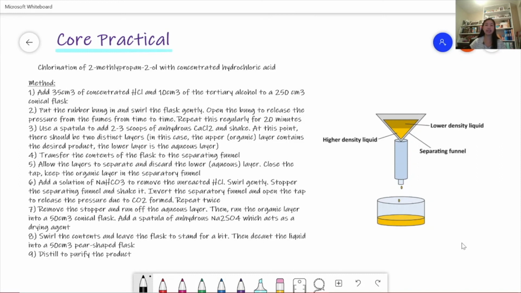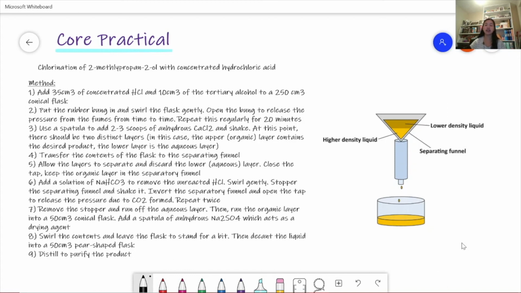So the method is that the first step, you add 35 centimeters cubed of concentrated hydrochloric acid and 10 centimeters cubed of the 2-methylpropan-2-ol, which is a tertiary alcohol, to a 250 centimeters cubed conical flask. You then put the rubber bung in and swirl the flask gently. You then open the bung to release the pressure from the fumes from time to time. So this is going to be from the HCl. And repeat this regularly for 20 minutes. We then use a spatula to add 2 to 3 scoops of anhydrous calcium chloride and shake.